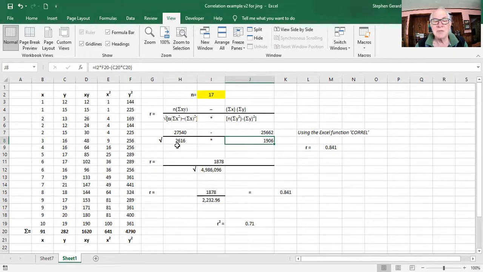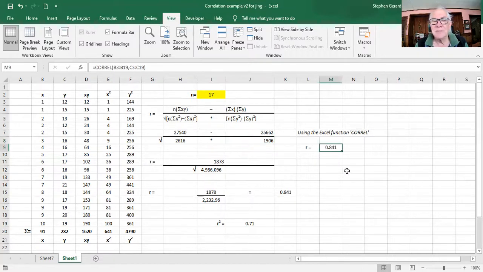Down here I have 2616 times 1906, which gives me 4,986,096. Take the square root of that, gives me 1878 over 2,332.96, which gives me 0.841.